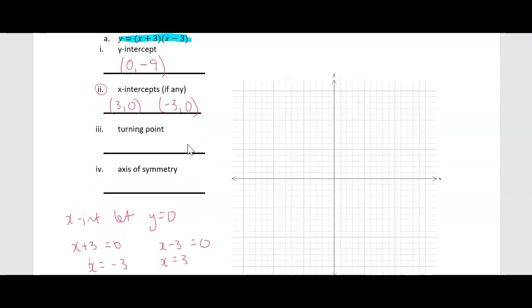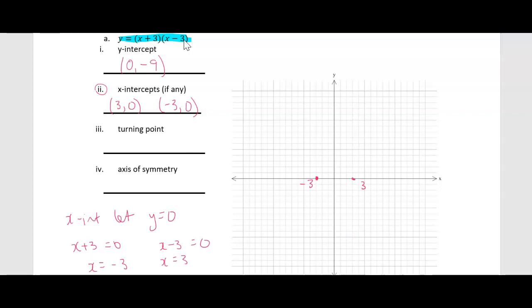Now your turning point is halfway between your x-intercepts. So if I go ahead and put them on, there we've got -3 and there's 3. You can do it wider, each line doesn't necessarily have to be 1. And then we're at -9 down here. I've actually also just drawn the turning point, not on purpose, but let's just pretend we haven't put that on yet.